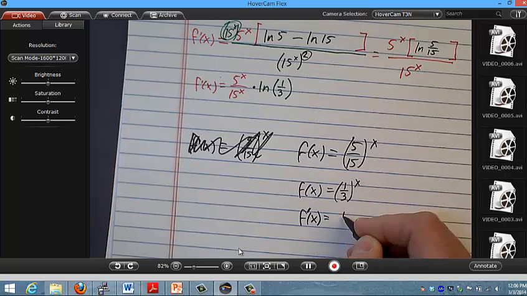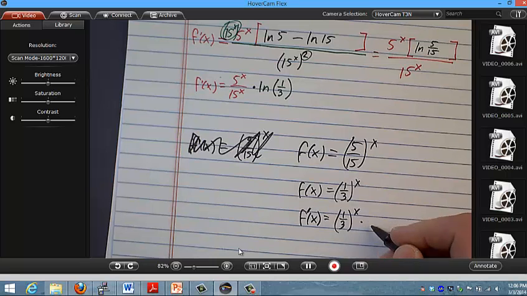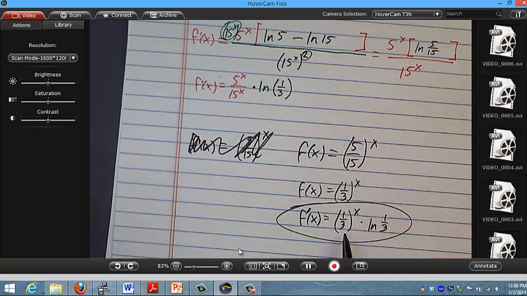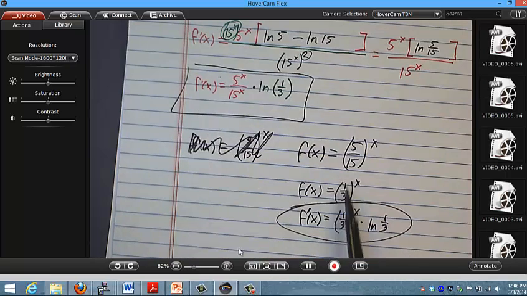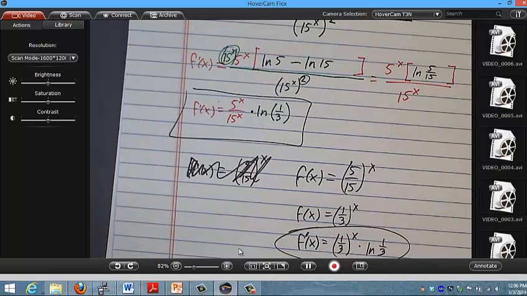It's 1/3 to the x power times what? Natural log of 1/3, right? It's always b to the x times natural log of b. So that's a faster way of coming up with the solution for this problem if you happen to notice it's the same thing. Okay, it's just using our new formula.